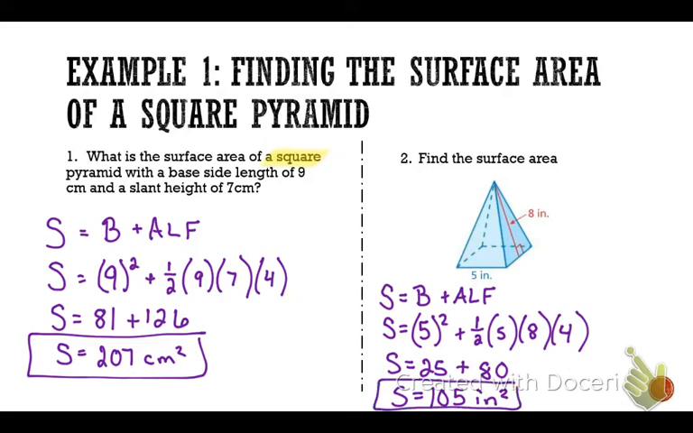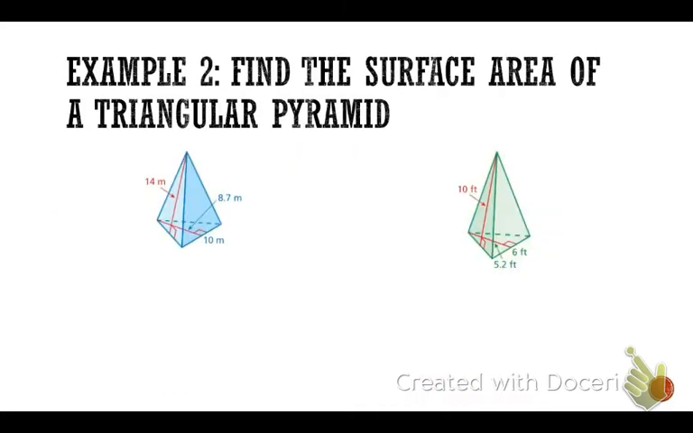Does everybody understand why I multiplied my lateral faces times 4? Because there are 4 lateral faces. So if I were to give you a hexagonal pyramid with 6 sides on my base, what would I multiply by instead of 4? 6. So it's however many sides are in the base, that's how many lateral faces you have to form the pyramid. And yes, there are hexagonal pyramids.